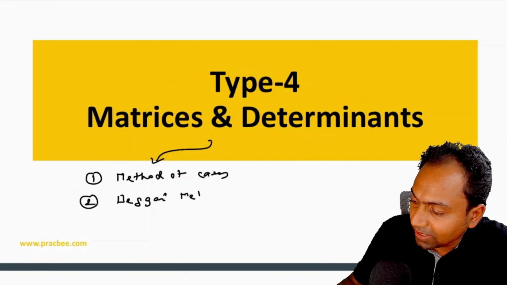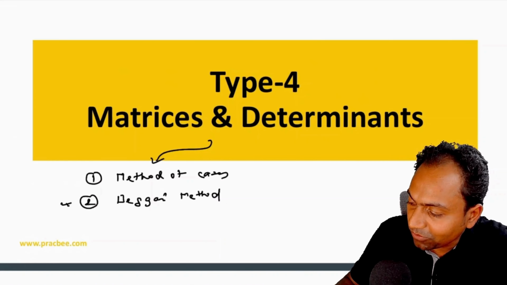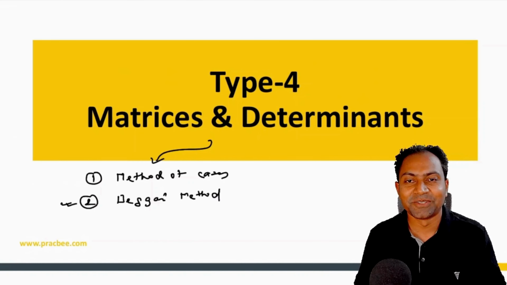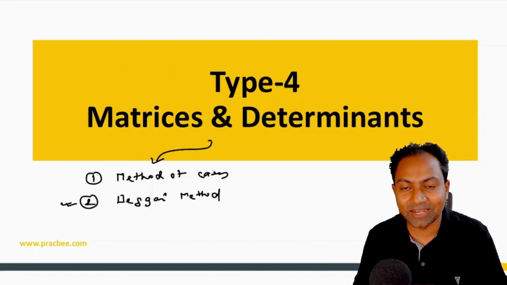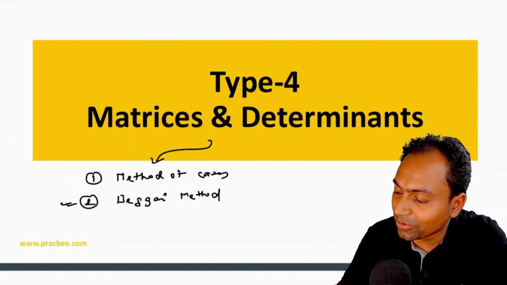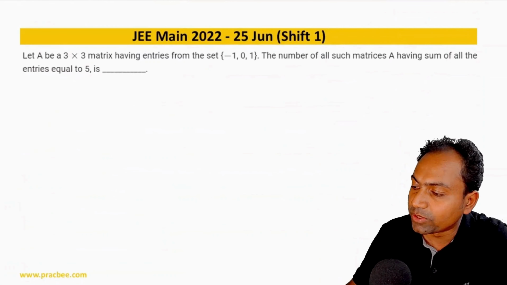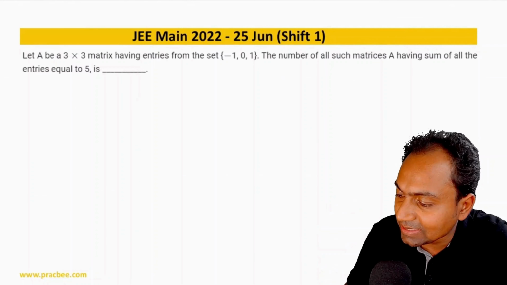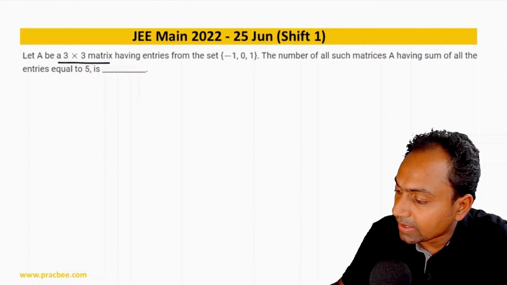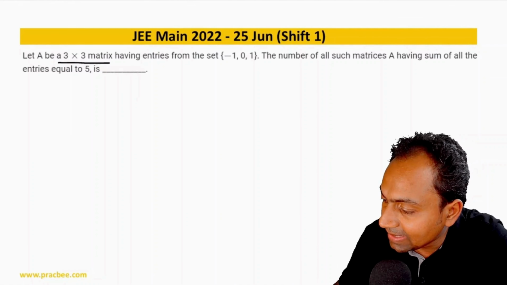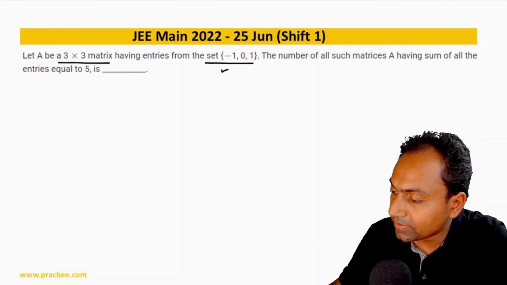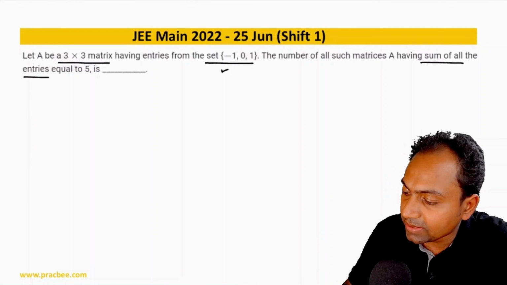And by this time, you must have known about my fondness of this method because the answers come very accurately and very fast. So let us see what kind of question JEE has asked and how to solve those questions. If I look into this question that was asked in 2022, it is exactly like the question that we just solved. What they're saying is there is a 3 cross 3 matrix and the entries can only come from the set of -1, 0, 1. Now they're talking about the sum of all the entries being 5.